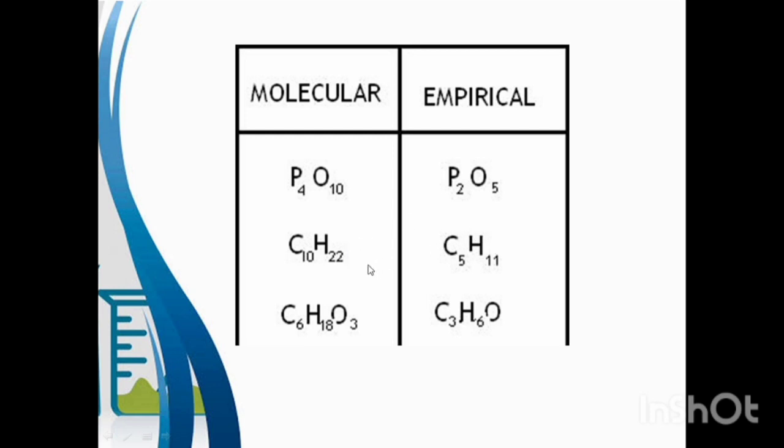Then the last can be divided by 3. So 6 divided by 3 equals 2, and 18 divided by 3 equals 6. And last, 3 divided by 3 is equals to 1, so it should not be written. It is understood that there is only 1 oxygen atom.